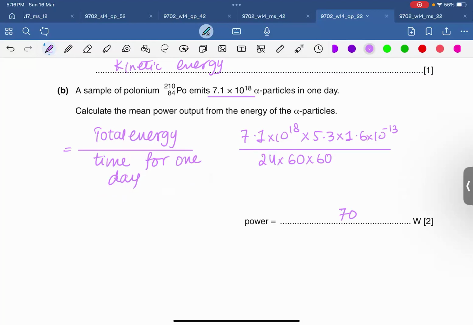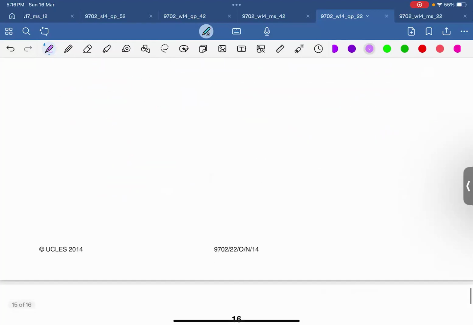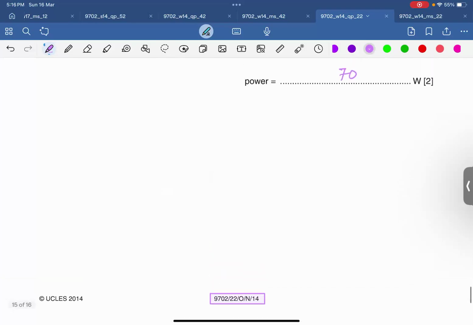So this paper is also done. So we are done with November 2014. Right, we have done 3 years of papers so far. Now try the three variants of it, right? The 21 variant and the 23 variant. So this will be the May June, and this will be the October November paper, and both are from 2014.